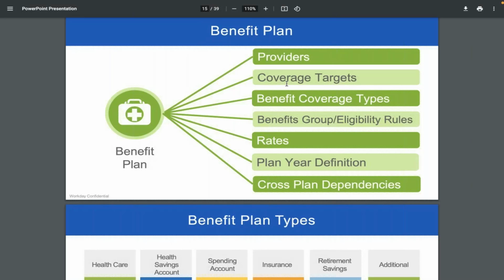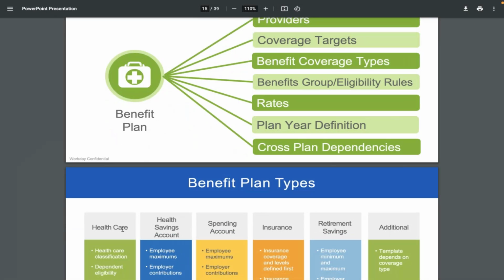Okay. Then benefit coverage type. What do we mean by coverage type here? Coverage type means this: this benefit plan is part of which coverage type? Healthcare, health savings, spending, insurance, retirement, additional. This also we have to configure prior to creating the benefit plan.